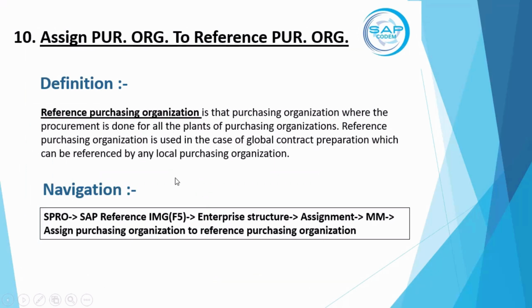Reference purchasing organization. As I told you, a reference purchasing organization is a central purchasing organization. I explained to you that one purchasing organization can purchase for different plants and different companies. Suppose three different companies have three different plants. Each company has its plant, and then this purchasing organization can buy for all these three companies. You can refer to my explanation in the first session.